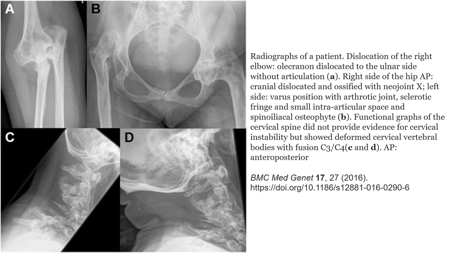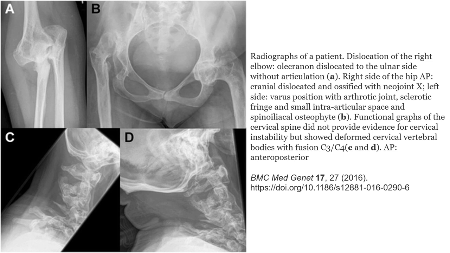Radiograph of the patient. Dislocation of right elbow, only coronoid dislocated to the ulnar side without articulation. Right side of hip, AP: anterior dislocation. The dislocated and ossified femoral head. Left side, varus joint with arthritic joint, sclerotic changes, and small intra-articular space, and spinoiliac osteophytes.